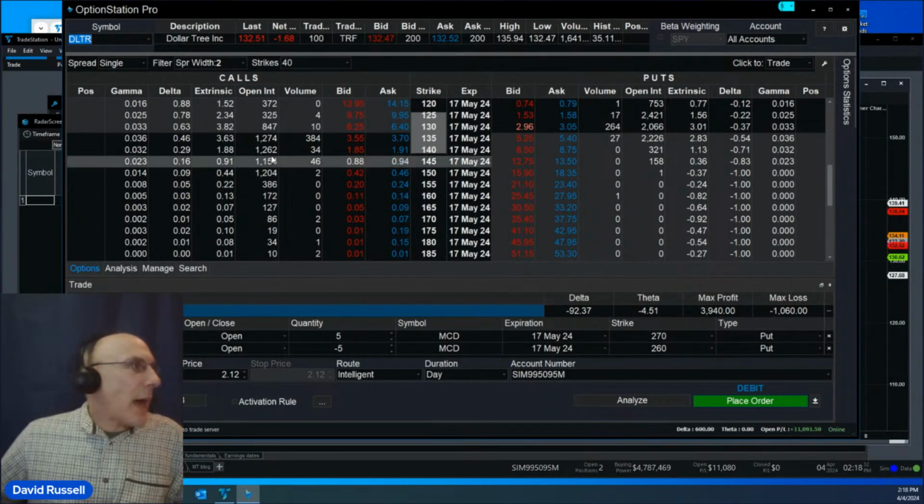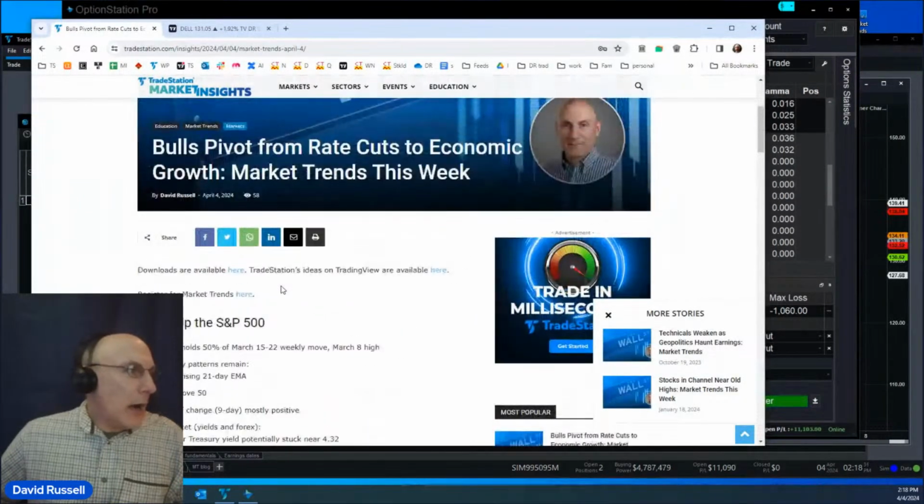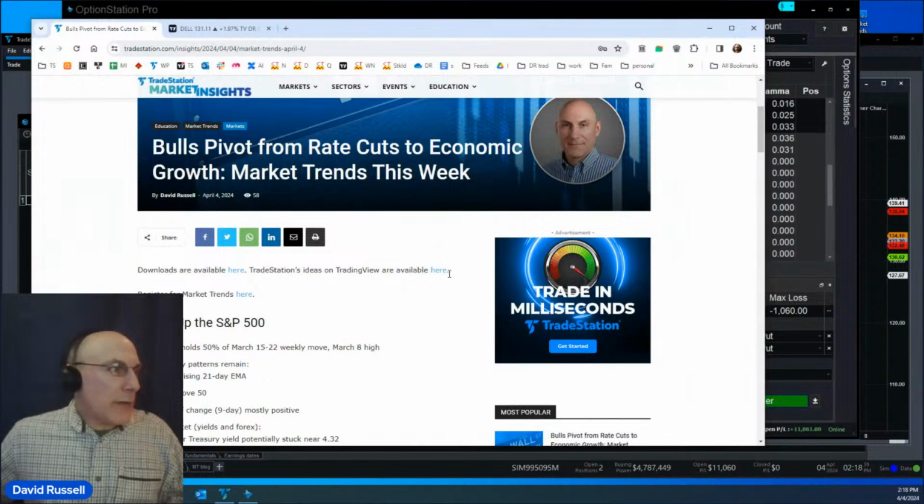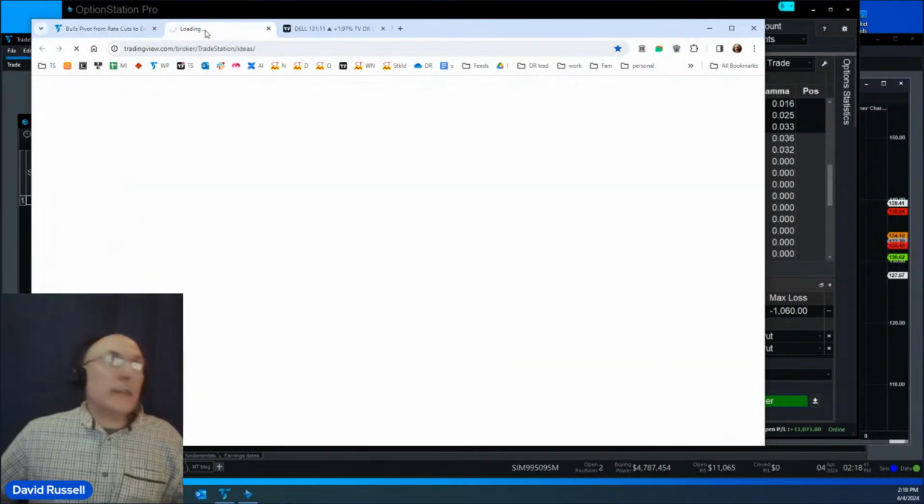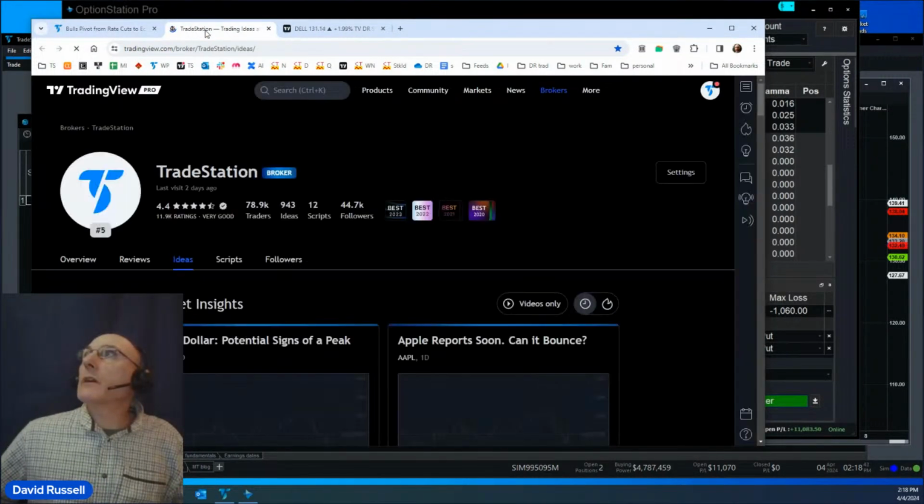One of them was Apple, because we had mentioned we did an idea on Trading View. If you go back up here, Apple is trying to hold a support level. So if you click over here and you look at our ideas on Trading View, I do wonder what's happening.